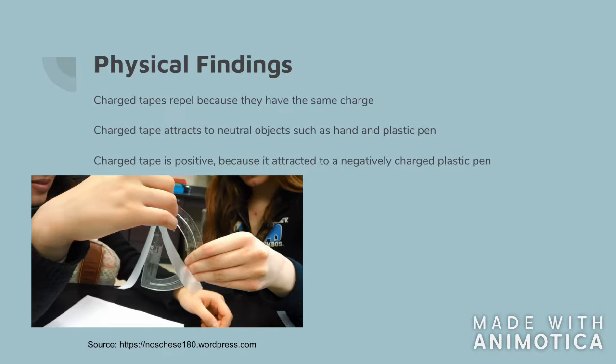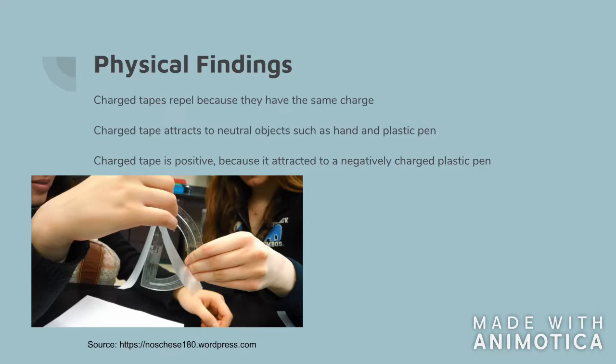We then went on to interact the charged tapes with other objects, such as our hand and a charged plastic pen, which we charged through static electricity by rubbing the pen on our hair. We knew from the lab directions that the charged pen was negative, and visually discovered that the charged tape was attracted to the pen. Therefore, the tape must be positively charged.